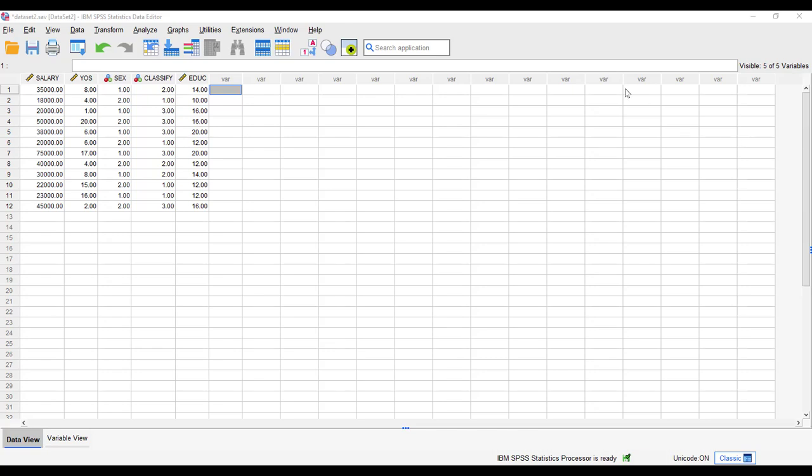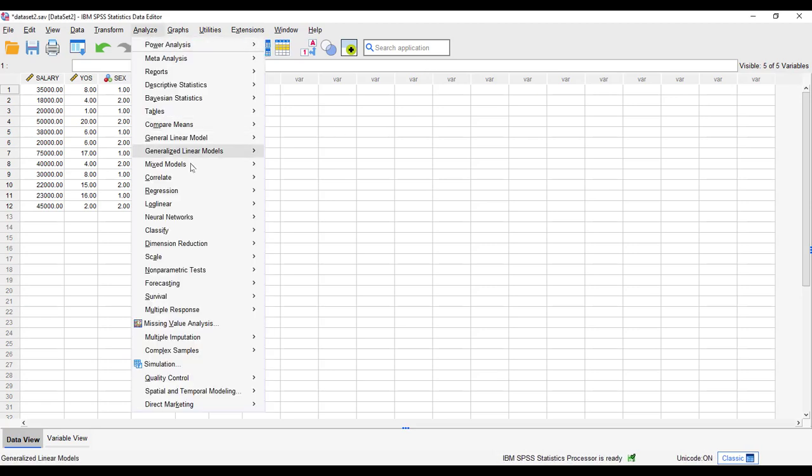5.4, we're going to once again use data set 2 from Appendix B. Here we would like to predict salary from 3 different variables: education, years of service, and sex. It's Analyze, Regression, Linear.